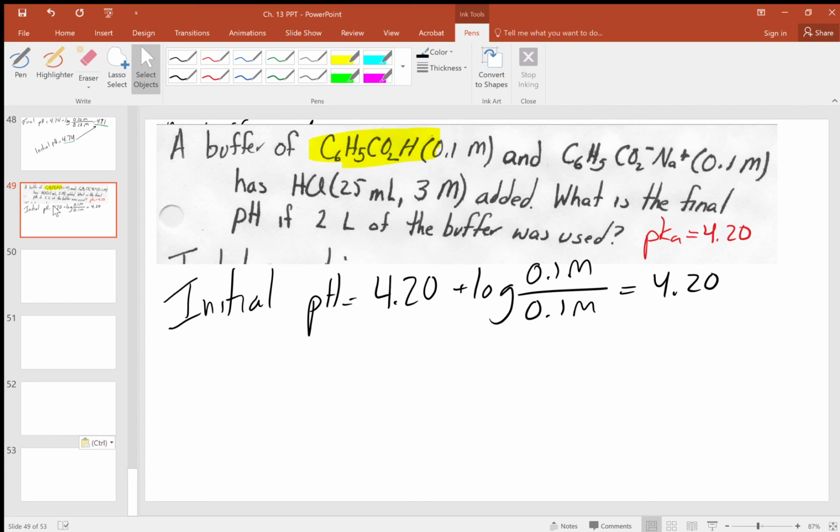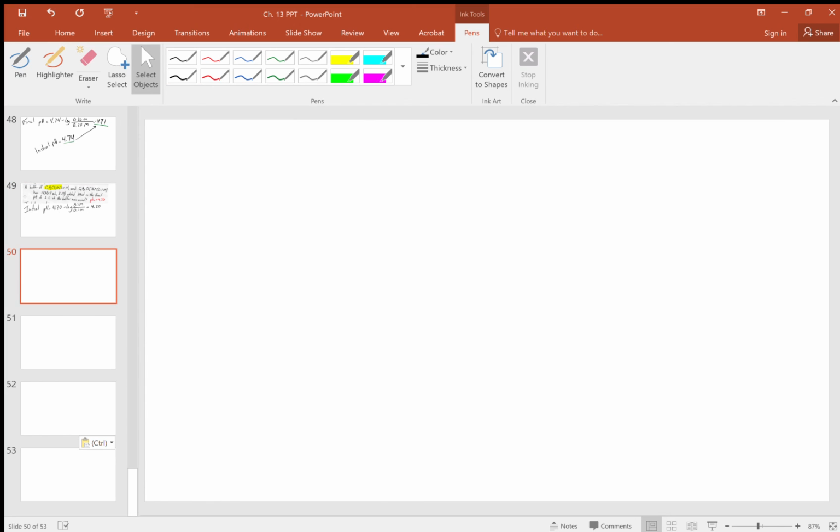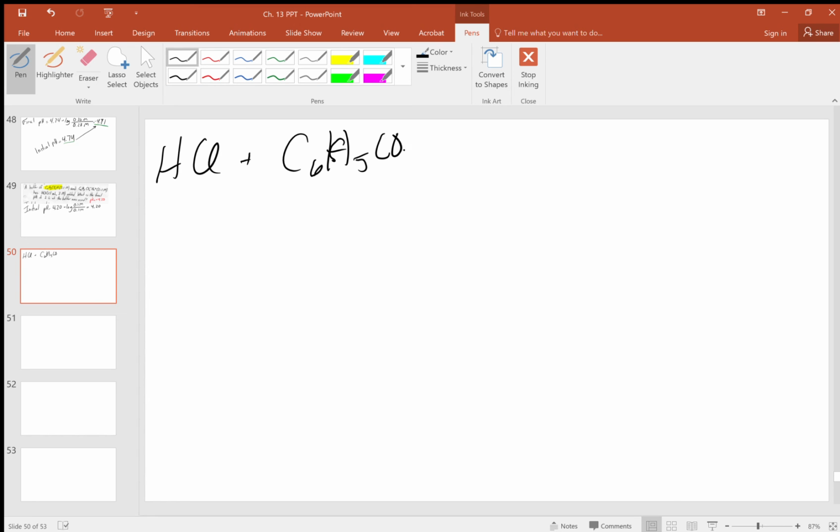Now, given that we're adding acid, again, it's going to react with the base, and let's write out the equation for that. So HCl plus C6H5CO2 minus Na plus, that's our weak base, reacts to form C6H5CO2H plus NaCl.